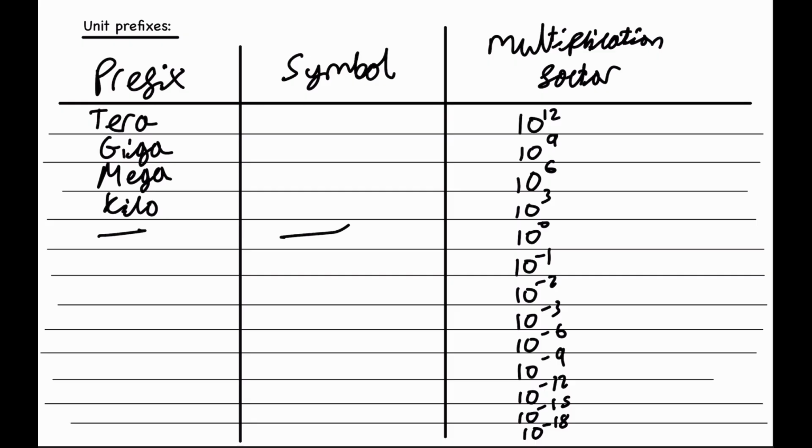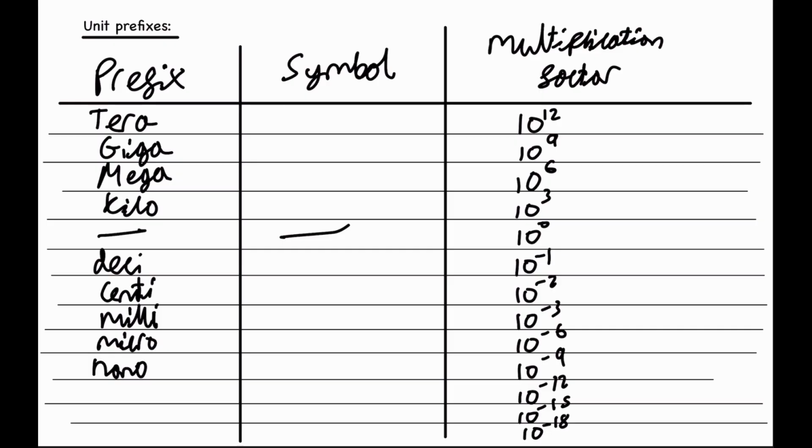And 10 to the minus 1, so a tenth of anything, is called a deci. For example, decimeter, decinewton, decijoule, decipascal, stuff like that. Then after that, a hundredth would be centi. That's where you get centimeter. Milli would be millimeter, so it would be 10 to the minus 3. Then it goes on to micro, which is 10 to the minus 6. Then it's nano, 10 to the minus 9, nanometers, for example.